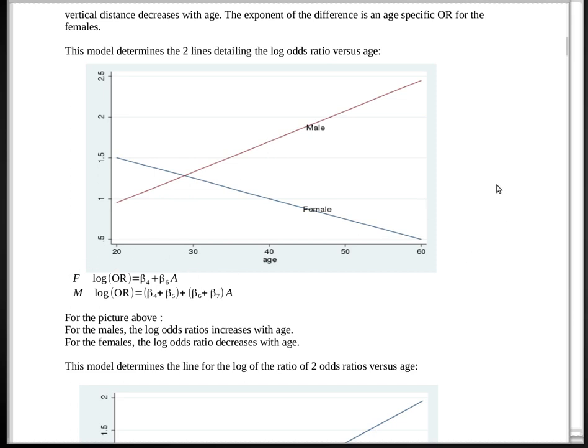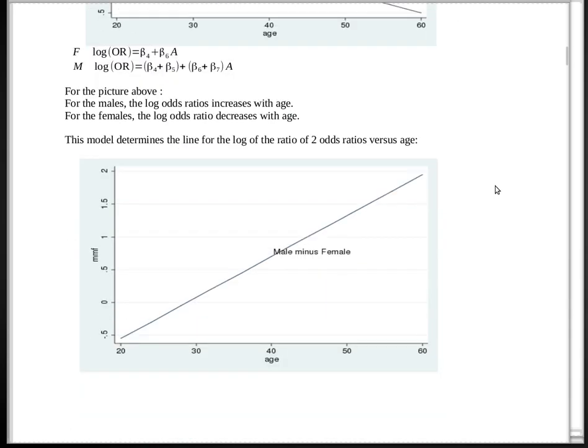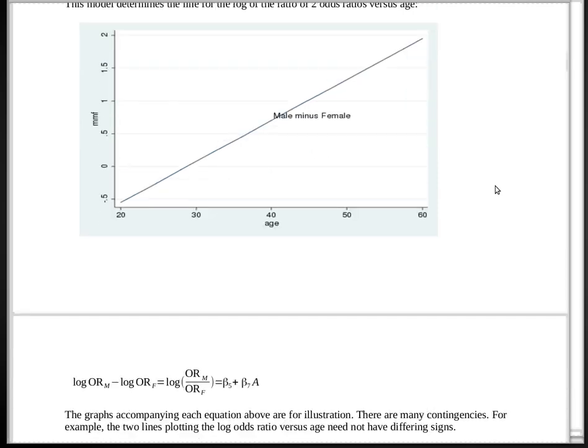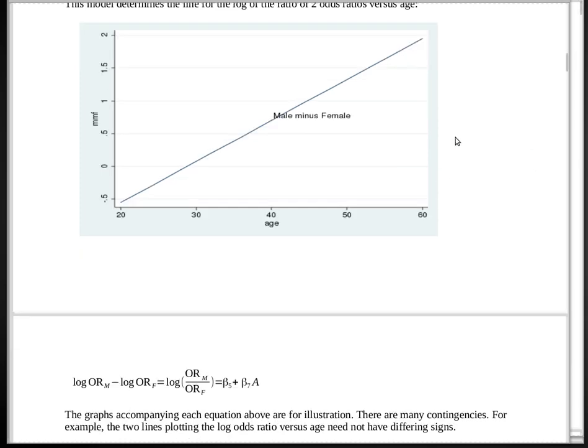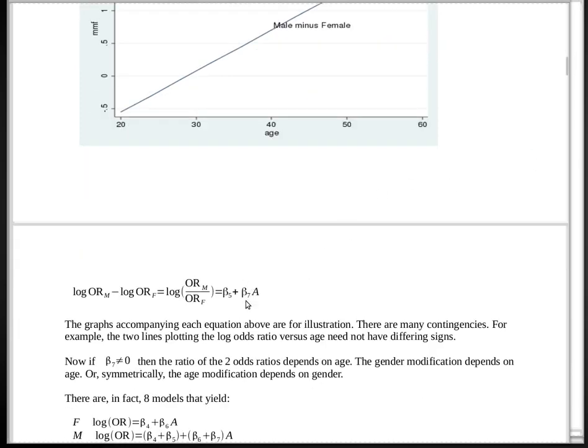All right. One more visual then. How about we take the difference between the men and the women? Okay. So now this is the difference between the log odds ratio for the men and the log odds ratio for the women. And what do we get? We get something that is a line again with a positive slope. And what's the slope? It's beta 7.